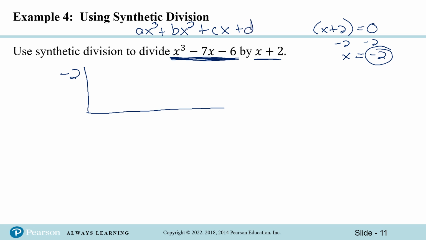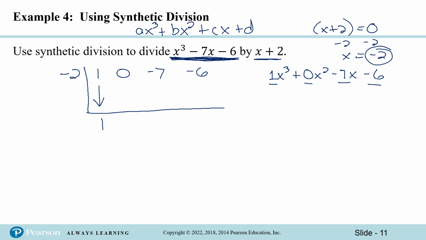In this case, I have a 1 times my x cubed. I have a 0 times an x squared, right? Because that's just 0. And I have a negative 7 times x and my constant. So the numbers that I'm going to use are 1, 0, negative 7, and negative 6. I'm going to write them next to, but on the other side of my line. The first number, we don't do anything other than just drop it down.